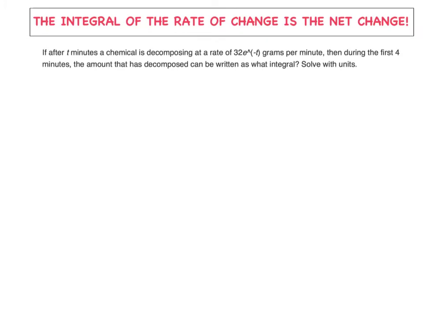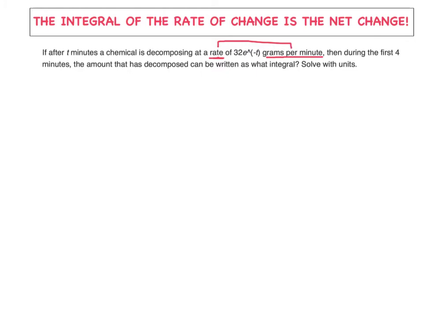Once again, we're introducing you to a function. They said after t minutes, a certain chemical is decomposing at a rate of 32 e to the negative t grams per minute. Again, I want you to notice that the word rate is married with the per. Those will always be tied together.